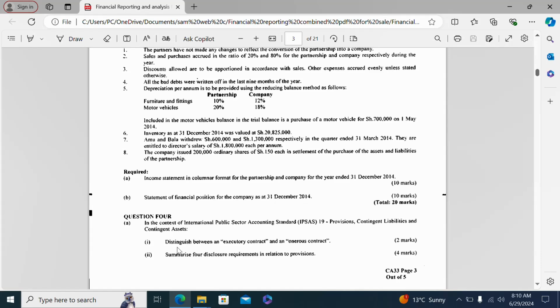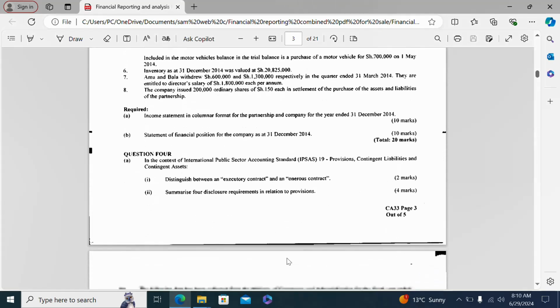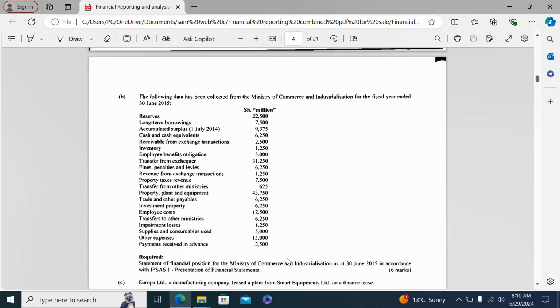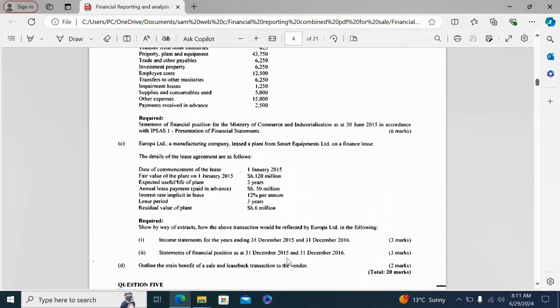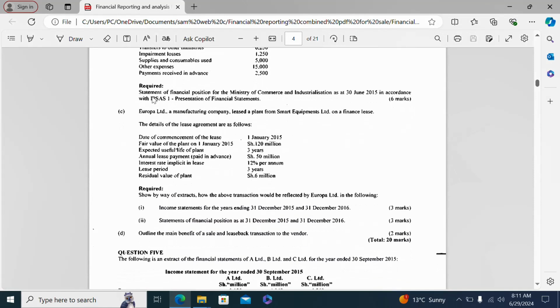Then we go to question 4. In the context of International Public Sector Accounting Standard IPSAS 19, provisions, contingent liabilities and contingent assets, distinguish between an executory contract and an onerous contract. Summarize 4 disclosure requirements in relation to provisions. Then Part B, you have been given some information, and it required a statement of financial position for the Ministry of Commerce and Industrialization as at 30th June 2015 in accordance with IPSAS 1 presentation of financial statements.